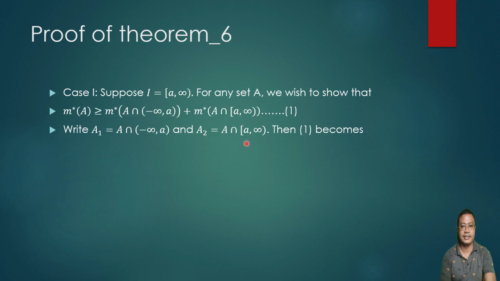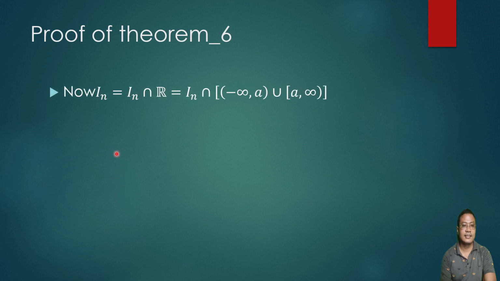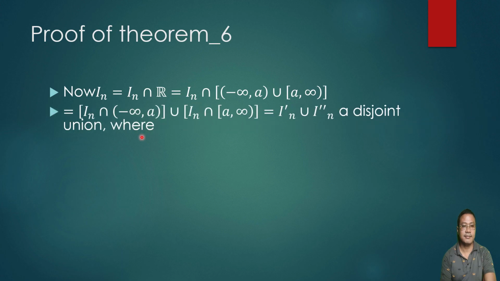Then we need M star A to be greater than or equal to M star A1 plus M star A2. For a given epsilon, there exists a cover I_n of A by intervals, and this comes directly from the definition of infimum. Then you can write I_n equal to I_n intersection R, because I_n is a subset of R. R you can write in this form: minus infinity to a, union a closed, and a to infinity. So you can break up the union.